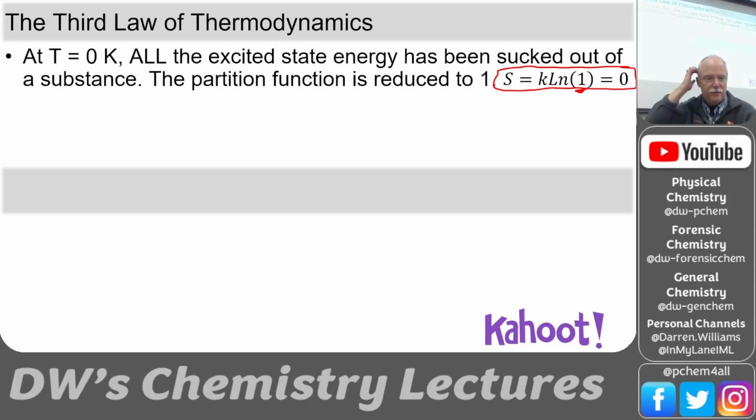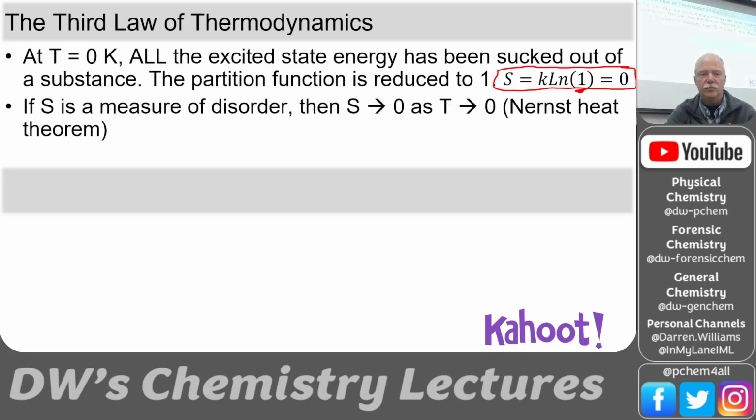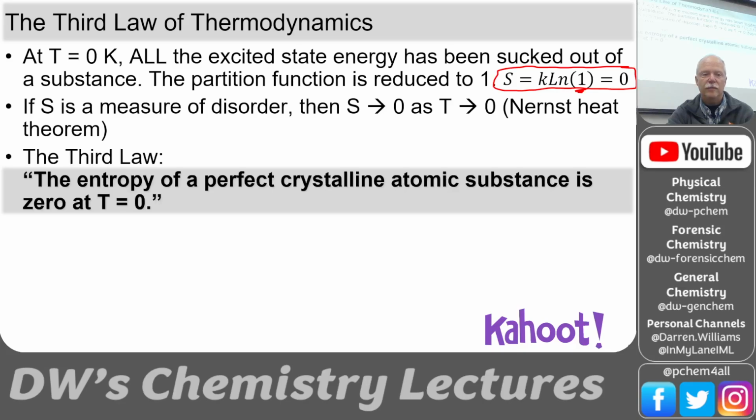But anyway, at T equals 0, all the excited state energy has been sucked out of the substance, and the partition function is reduced to 1. So if S is a measure of disorder, then that disorder goes to 0 as T goes to 0. That's the Nernst heat theorem. And so the third law is typically stated like this: the entropy of a perfect crystalline atomic substance is 0 at T equals 0.